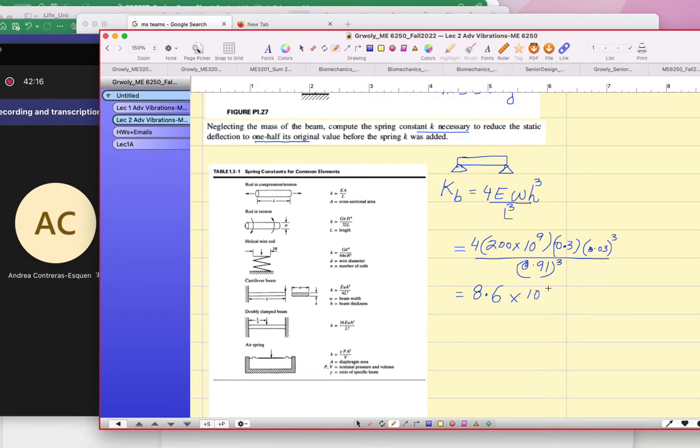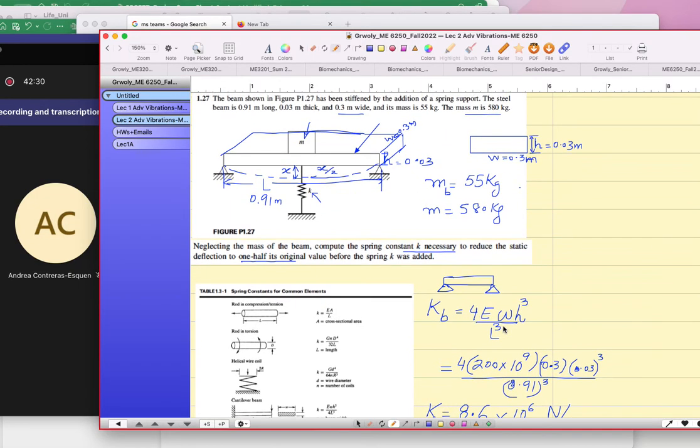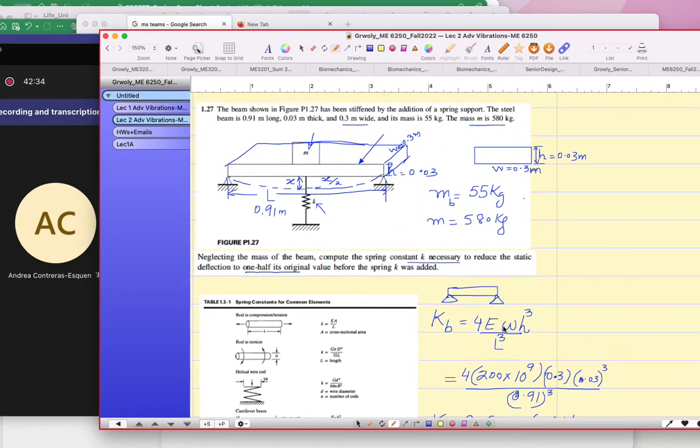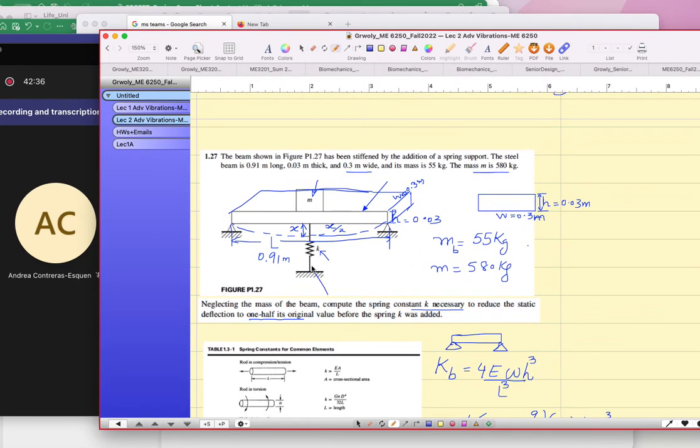To the power 7 or 6? 6, that's correct. Newton per meter is the stiffness. Now after you find this, you have to make a combination. You will tell me whether this beam and this steel column are combined serially or parallelly. If you understand that, then it should be easy.